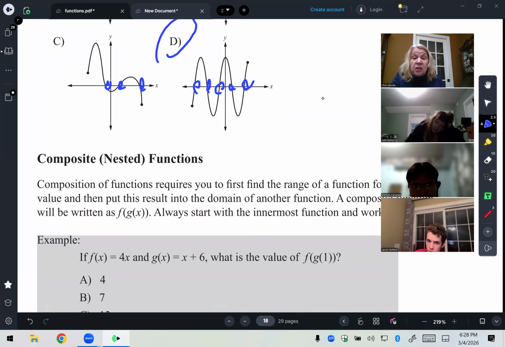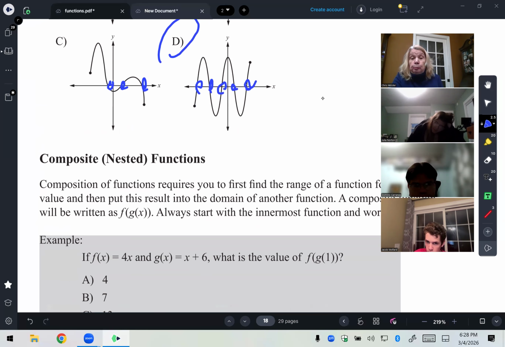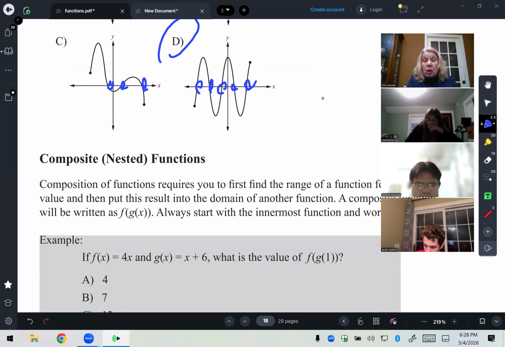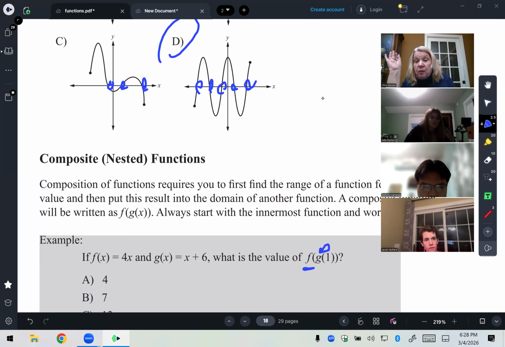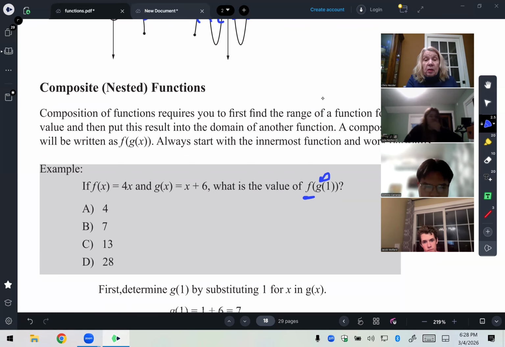Now, I hope you've seen nested functions. Like, have you seen f of g of 1? We're putting 1 into the g function first, and then whatever we get out of that, we put in the f. Have you seen this? Just raise your hand if you've seen this before. Dominic, you've seen this? Good. Okay, so this can be on the test.